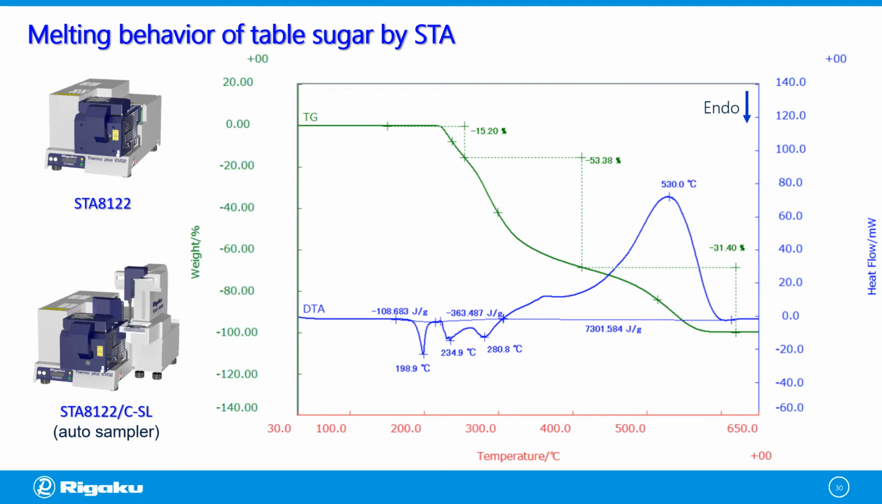In these reactions, the carbohydrate in sugar goes through a dehydration reaction and caramelization phenomena. Then from 350 degrees centigrade, we can see an exothermic reaction corresponding to another mass loss due to the combustion of carbon in sugar.